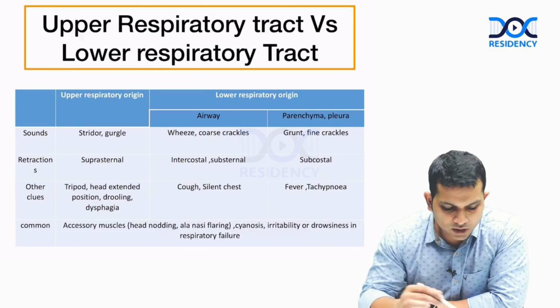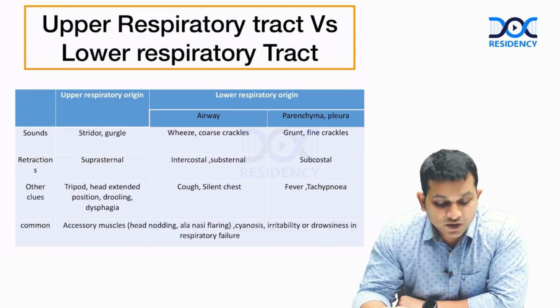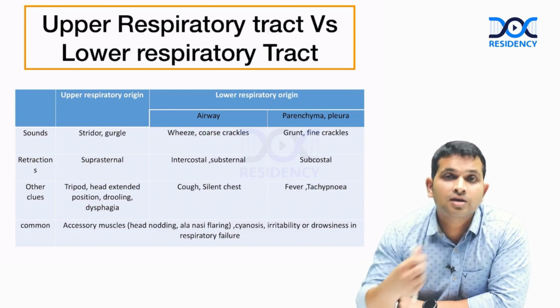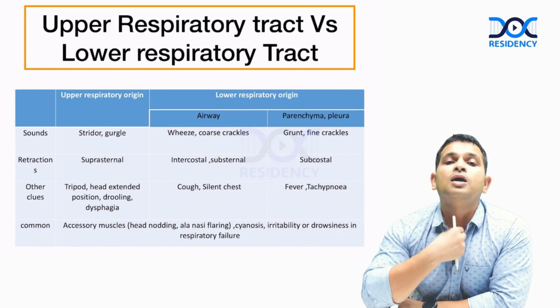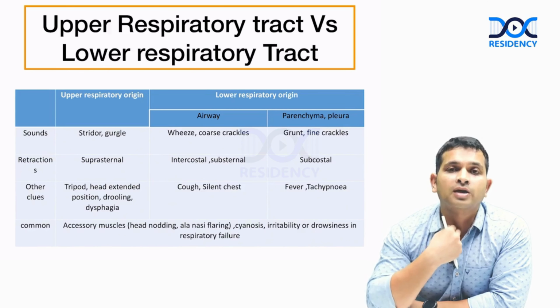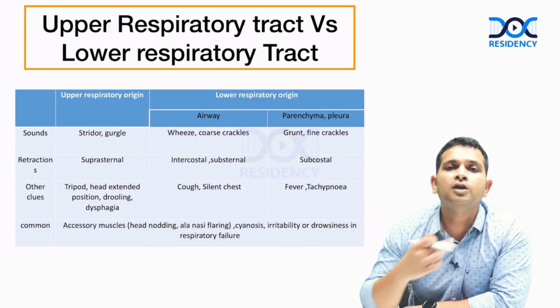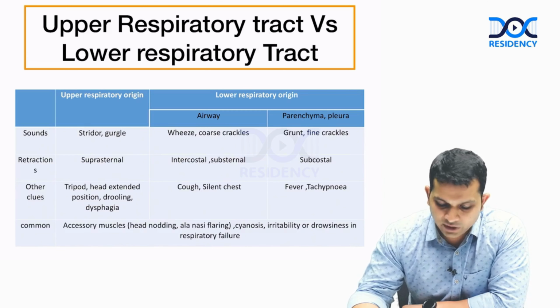When we talk about sounds in the upper respiratory tract, during examination what we see is stridor or gurgles. Stridor comes from the upper part of the trachea, so I'm talking about the glottis, subglottic area. And usually we see this kind of indentation. We're going to see videos about it.